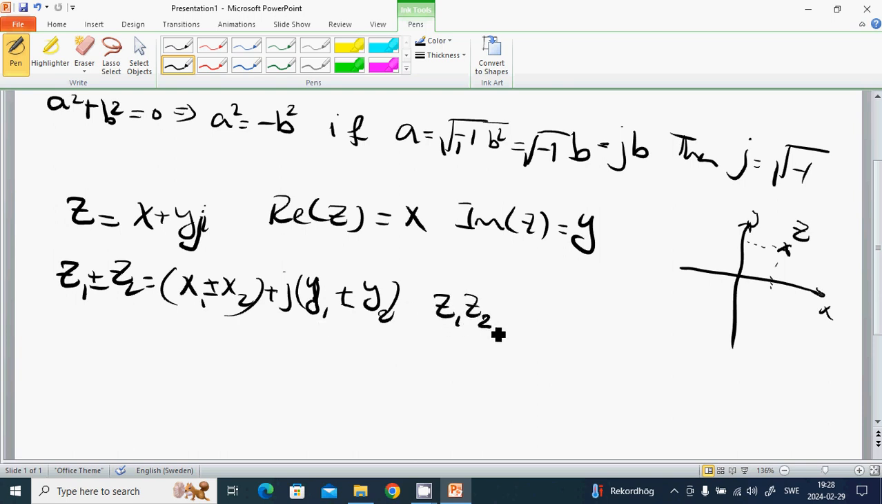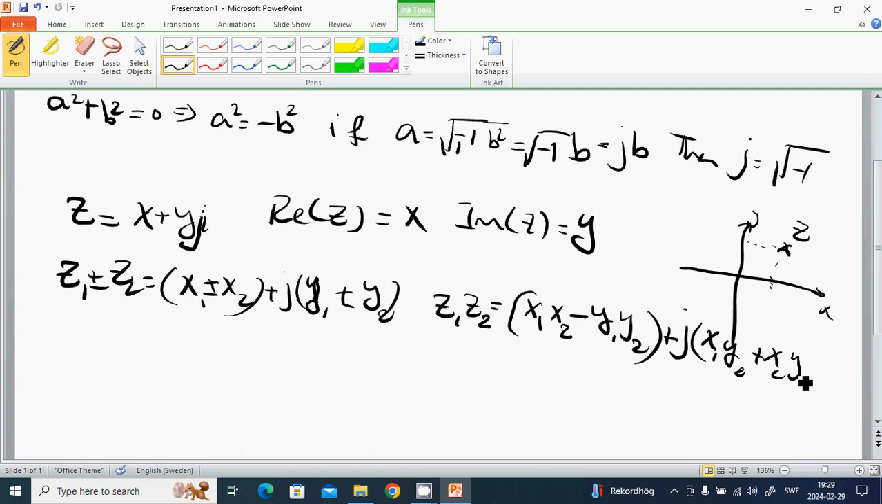And z1 multiplied by z2 is (x1 x2 - y1 y2) + j (x1 y2 + x2 y1). It is another complex value.